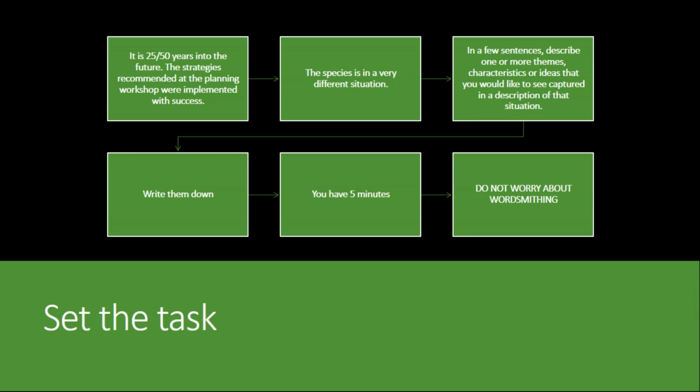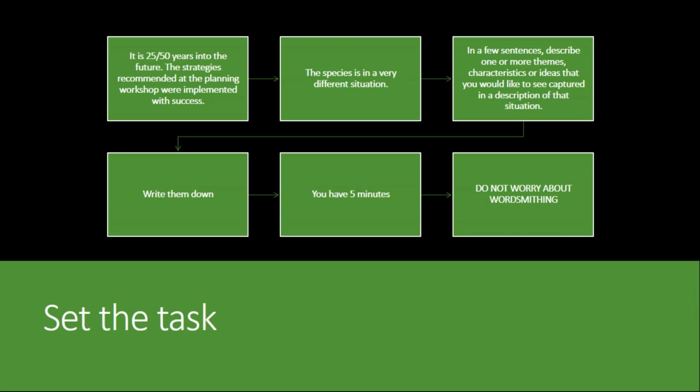So it's, say, 50 years into the future. We paint a picture that the strategies recommended at the planning workshop were implemented with success, and the species is in a very different situation. In a few sentences, describe one or more themes, characteristics, or ideas that you personally would like captured in a description of that situation. So we're asking people to paint a picture of the future. Write them down. You have 5 minutes.